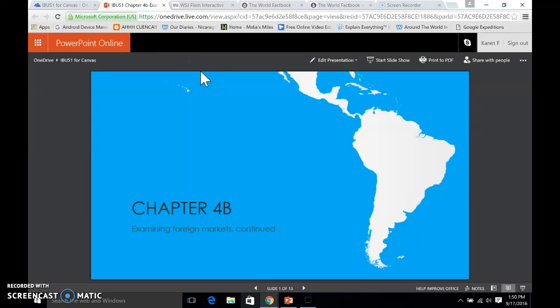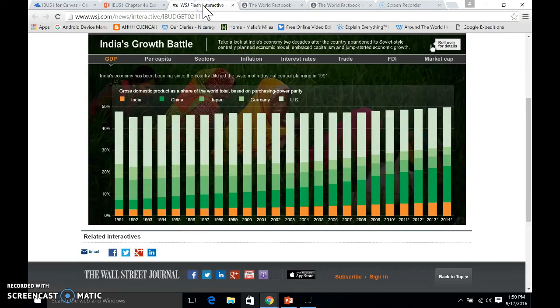Welcome back to Chapter 4, Examining Foreign Markets. In the previous section, we were looking at economic variables, and specifically, we were comparing some of the main economic variables between India and China. And as you can see in the graphic that we had before, China does indeed have a higher GDP than India.